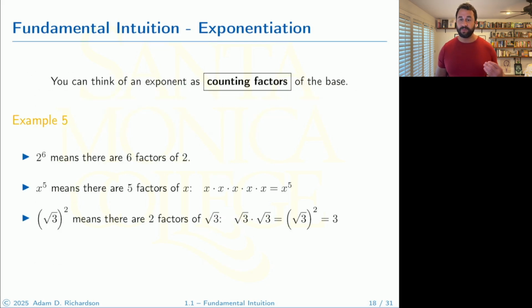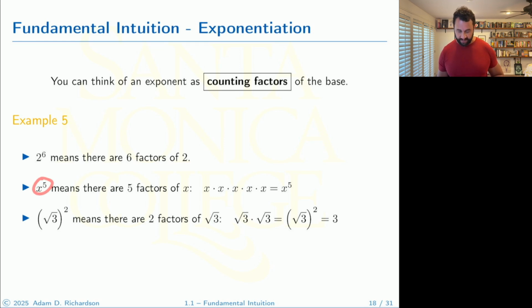Another really helpful interpretation of exponentiation, or just an exponent, is you can think of an exponent as, quote, counting factors of the base, right? So let's look at it through a simple example. 2 to the 6 means there are 6 factors of 2. We're going to talk more about factors in a later section in this chapter. But 2 to the 6 means you've got 6 factors of 2.